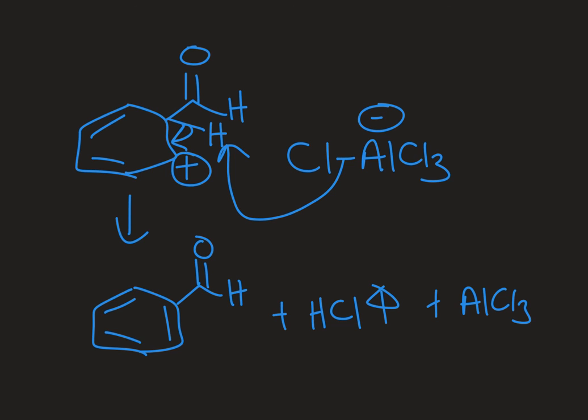So this has been a look at the Gatterman-Koch formylation reaction. In this reaction, we swap out an H for a formyl group, which is a carbonyl that has an H on it, so specifically an aldehyde.